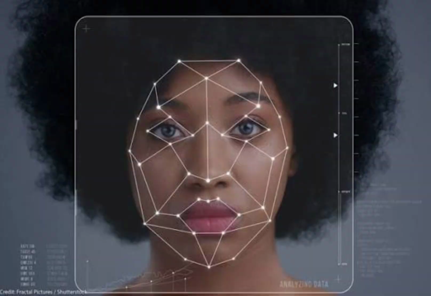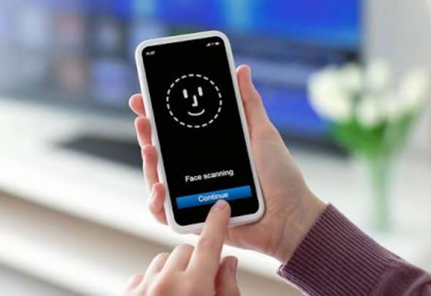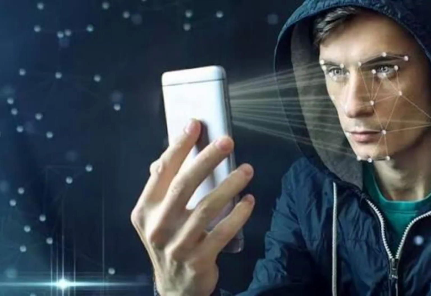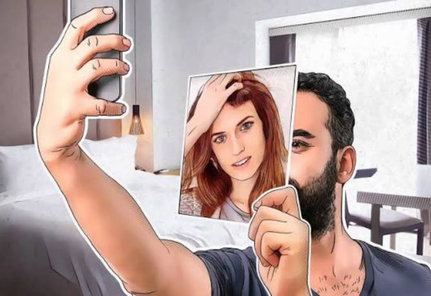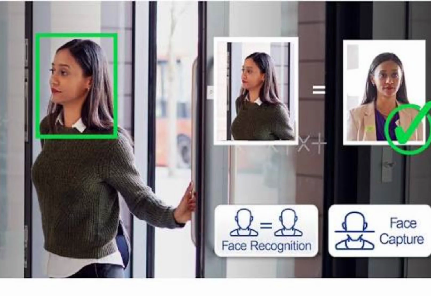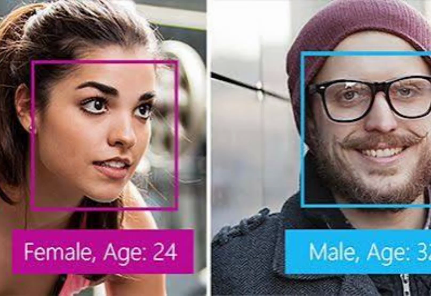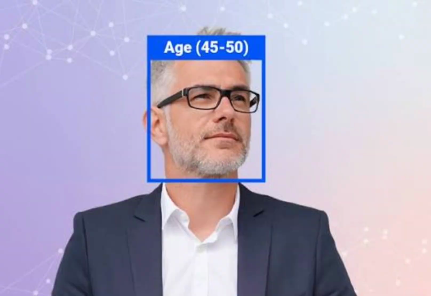Artificial intelligence is already part of your daily life. When you unlock your phone with your face, that is AI. When your keyboard predicts the next word, that is AI. When YouTube recommends videos, that is AI. When maps suggest the fastest route, that is also AI.